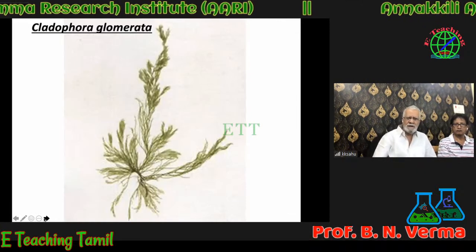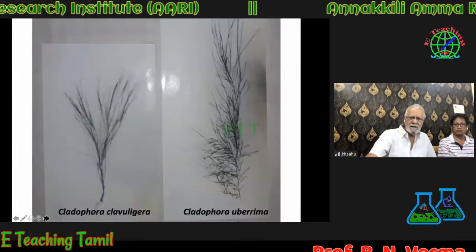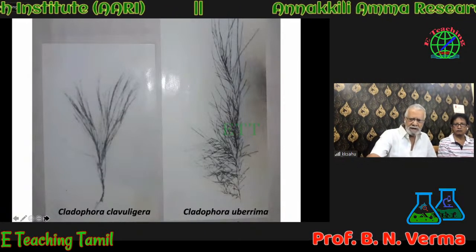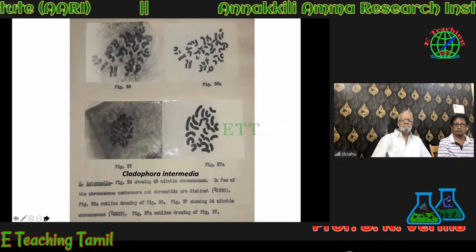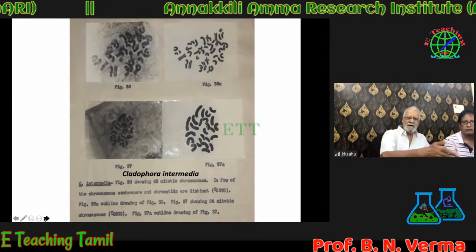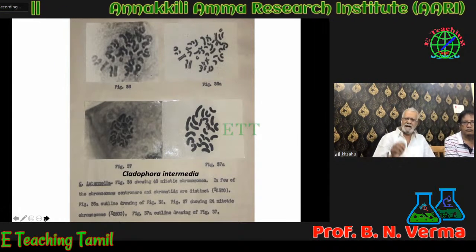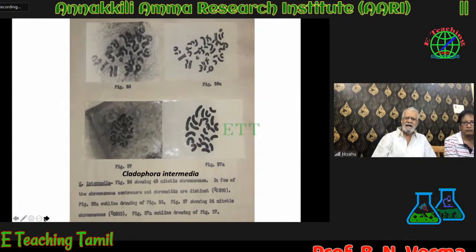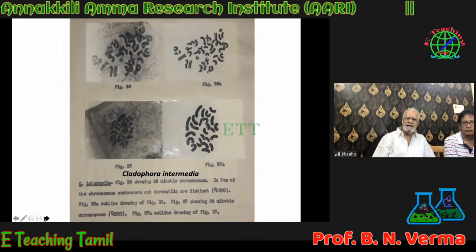Just see, this is an image of Cladophora showing the branching habit, resembling the Charophytes. These are two species of Cladophora showing heavy branching compared with the Charophytes. This is the chromosome of Cladophora intermedia. You can see that, just like we have seen in the Charophytes, it is equally at par. The chromosomes are quite big, having a clear-cut indication of the centromeric locations. So in this respect, it is closer to the Charophytes than any other members of the Chlorophyta.